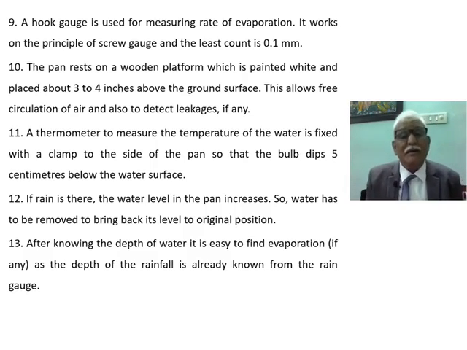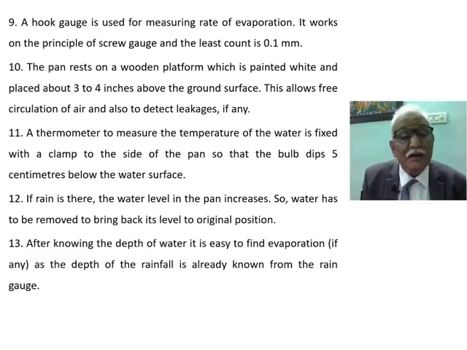Now, a thermometer to measure the temperature of the water is fixed with a clamp to the side of the pan so that the bulb dips 5 centimeters below the water surface. Please ensure that the thermometer is not exposed directly to the sun, because when it is, the thermometer measures its own temperature. It won't measure the water. So please take care that the thermometer measures the temperature of the water.